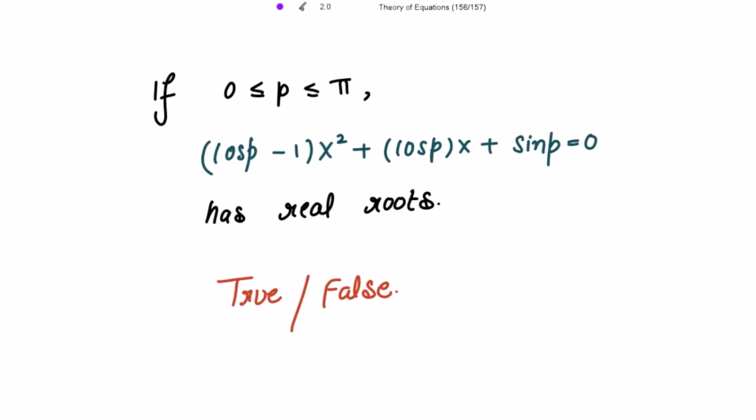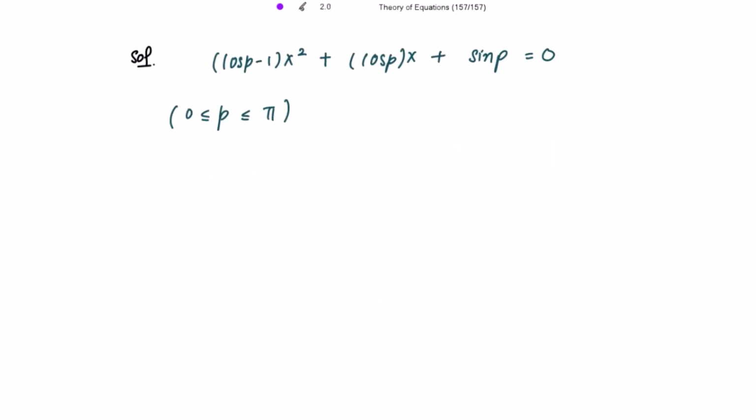If p is greater than or equal to 0 and less than or equal to pi, then this quadratic equation has real roots. So we need to check whether this statement is true or false. This is the given quadratic equation with this given interval. To check whether this quadratic equation has real roots or not, we need the discriminant to be greater than or equal to 0. So let's check whether the discriminant is greater than or equal to 0 or not.